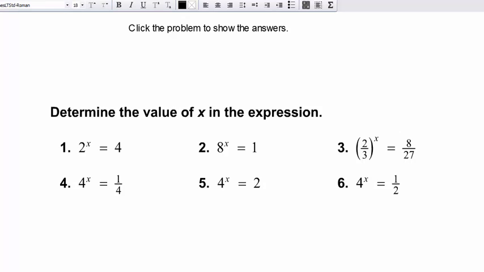If we take a look at these and we think about them in terms of what number for the exponent, 2 to what exponent would give me 4, we should be able to figure out most of these thinking about the rules of exponents. Stop the tape and try that now.